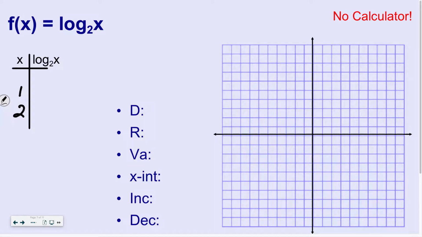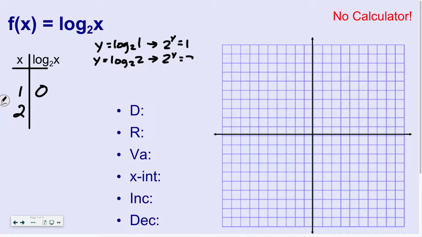Now, I can work it out, right? So I could say, well, if I'm putting 1 in for x, I'm saying y equals log base 2 of 1. And I'm thinking about 2 to what exponent equals 1? And the answer is 0. But we already knew that because that's the property. And I could do the same thing for 2. y equals the log base 2 of 2. Well, that's saying 2 to what exponent equals 2? And the answer is 1. So when you put in the base, you'll always get 1 out. When you put in a 1, you'll always get 0 out. That's always the exponent.